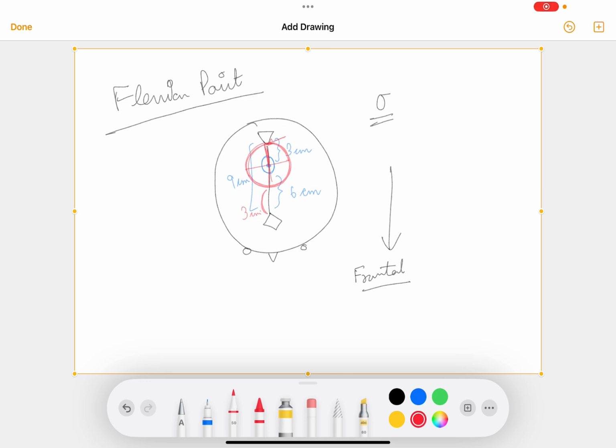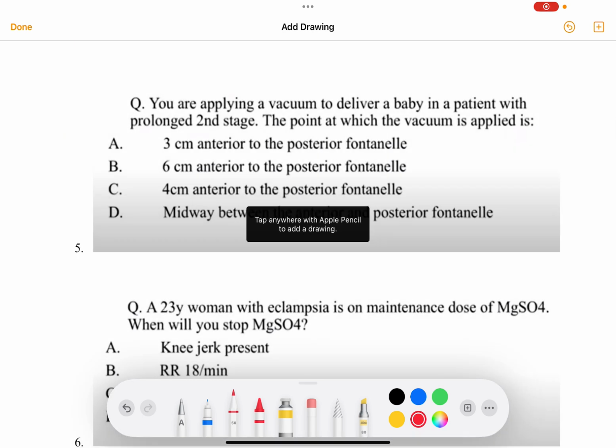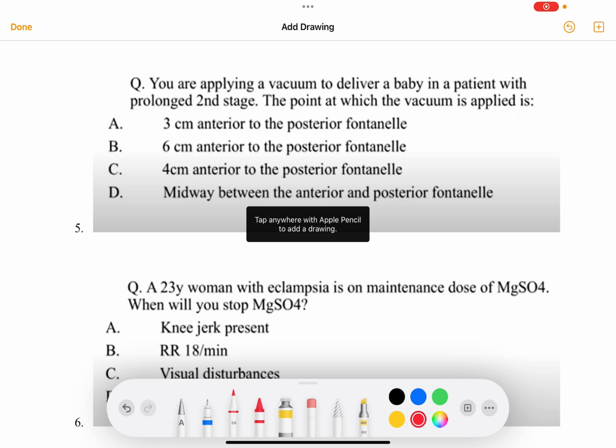So why did we make a 2:1 ratio? Why didn't we keep 4.5 and 4.5? This is because when we give traction downwards, it will lead to flexion of the head. That is why the flexion point is located posteriorly, towards the posterior fontanelle rather than the anterior fontanelle. So the answer to the question, the point at which vacuum is applied, is option A, 3 centimeters anterior to the posterior fontanelle. This is the flexion point.